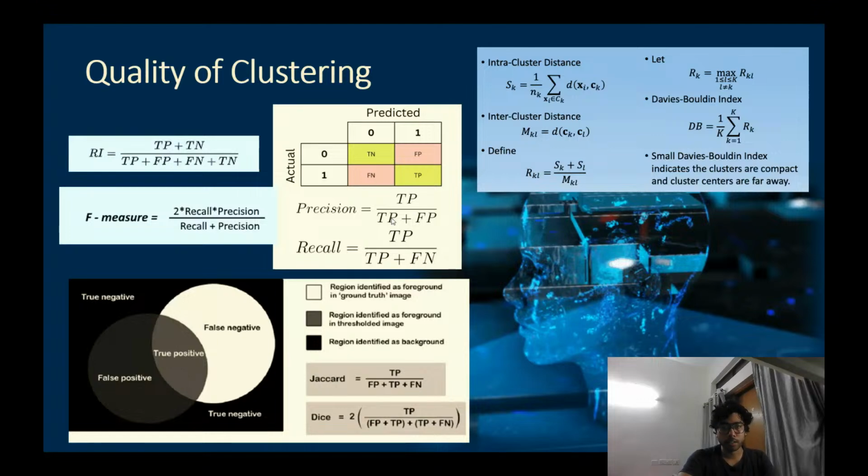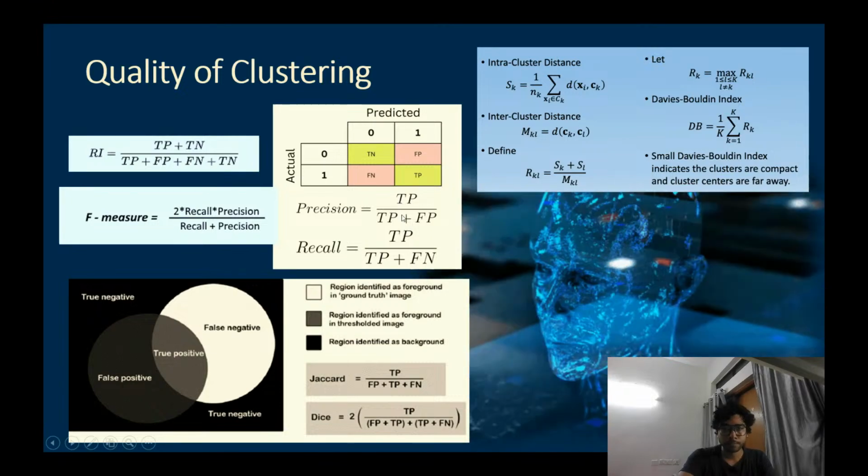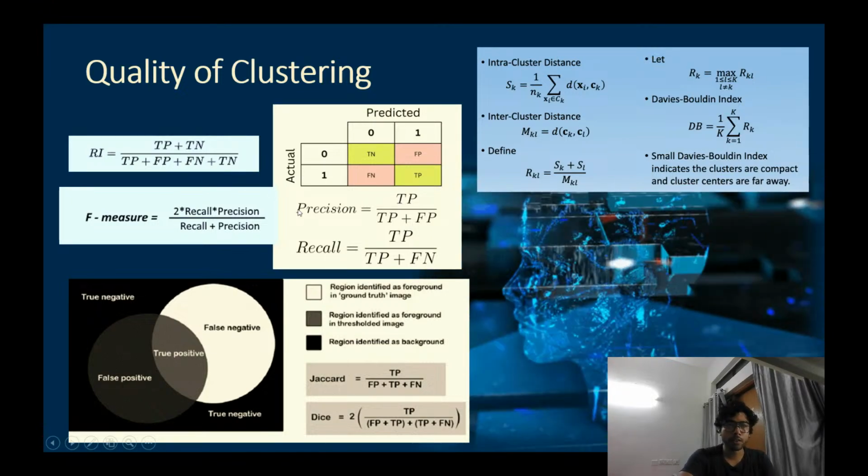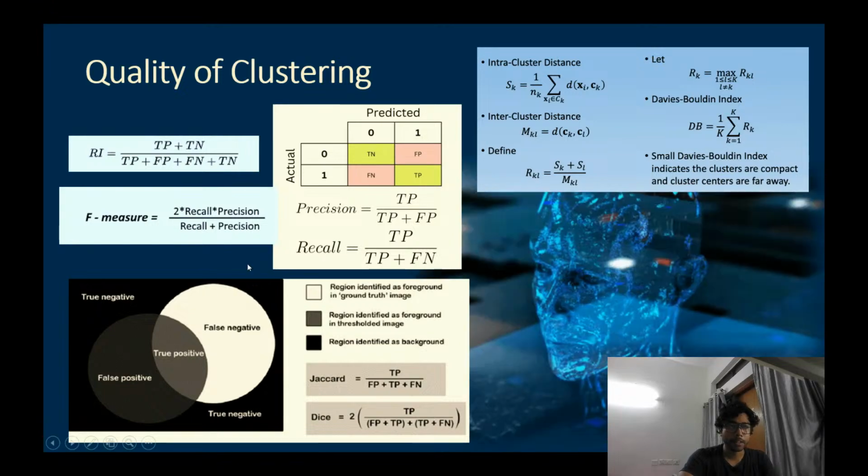In both cases you are trying to maximize true positives, but precision has false positives in the denominator, whereas recall has false negatives in the denominator, right? If you want a higher recall, you are trying to minimize your false negatives, whereas in precision, you try to minimize your false positives. So these are precision and recall, which we have already discussed.